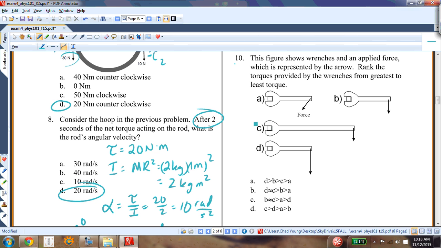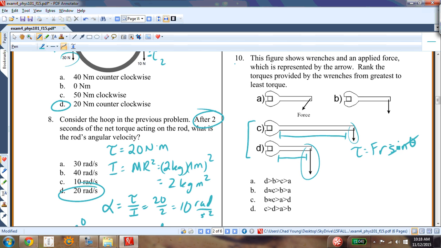I have two wrenches here. One has a big force that appears to be about twice this force, but the moment arm for this one is about twice the moment arm for this one. So these two, remember torque is F times R sine theta.